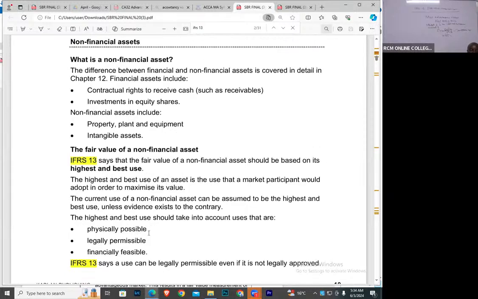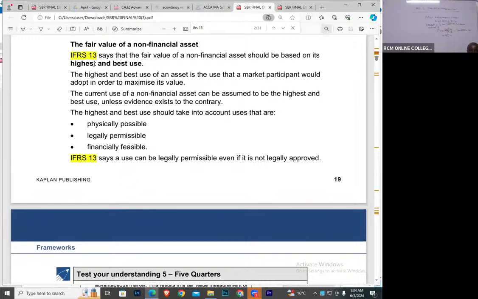The fair value of a non-financial asset: IFRS 13 says that it should be based on its highest and best use. The highest and best use of an asset is a use that a market participant would adopt in order to maximize its value. The current use of a non-financial asset can be assumed to be the highest and best use, unless evidence exists to the contrary.